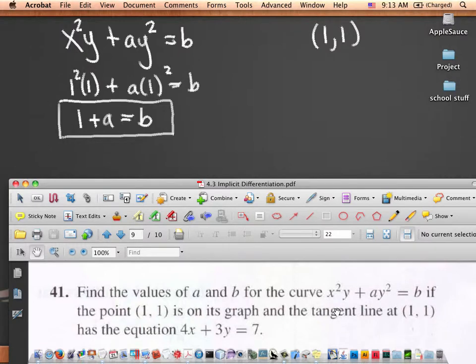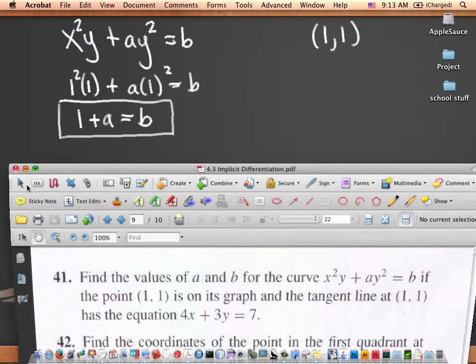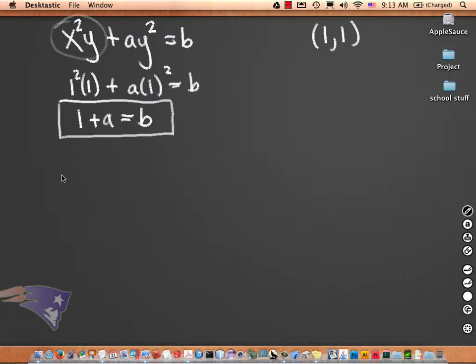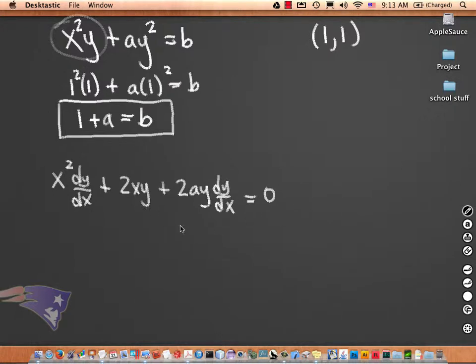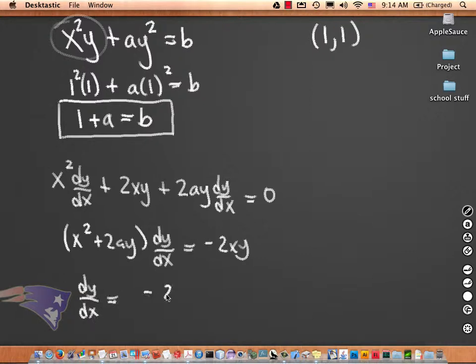I also know that the tangent line at 1, 1 has the following equation. So that means that I differentiate. So now let's take the implicit derivative. This is a product. So it's x squared dy dx plus 2xy plus 2ay dy dx equals 0. Now it's time to solve for dy dx. So this becomes x squared plus 2ay dy dx equals negative 2xy. So dy dx equals negative 2xy all over x squared plus 2ay.